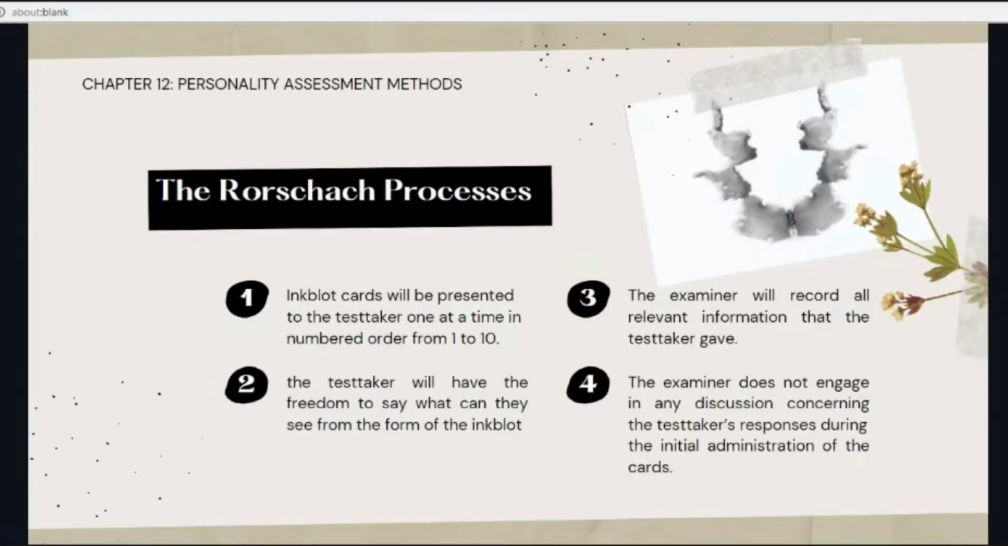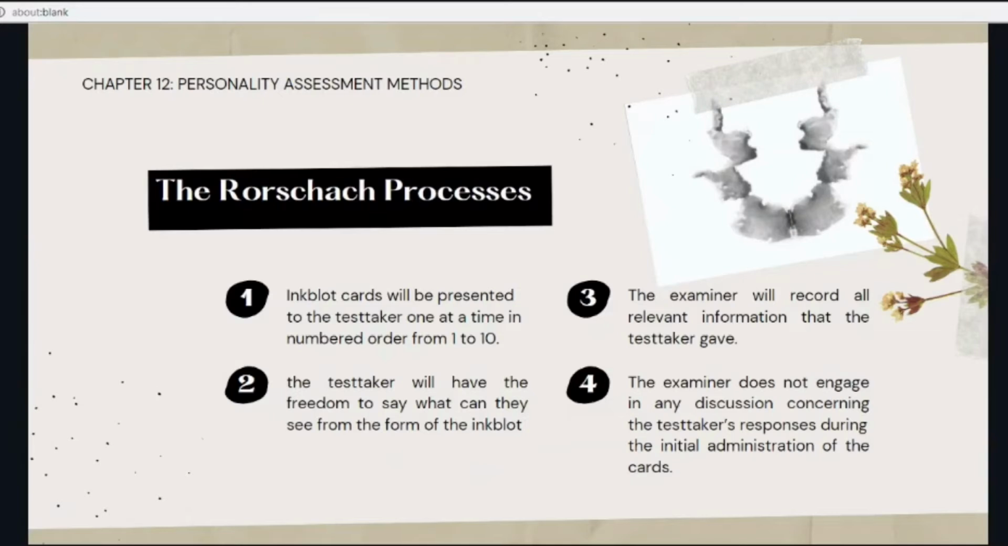Now, let us talk about the procedure of the Rorschach. The ink blot cards will be presented to the test taker one at a time in numbered order from 1 to 10. Card number 1 will be shown first, number 2 second, number 3 third, and so on and so forth, until the cards are finished.